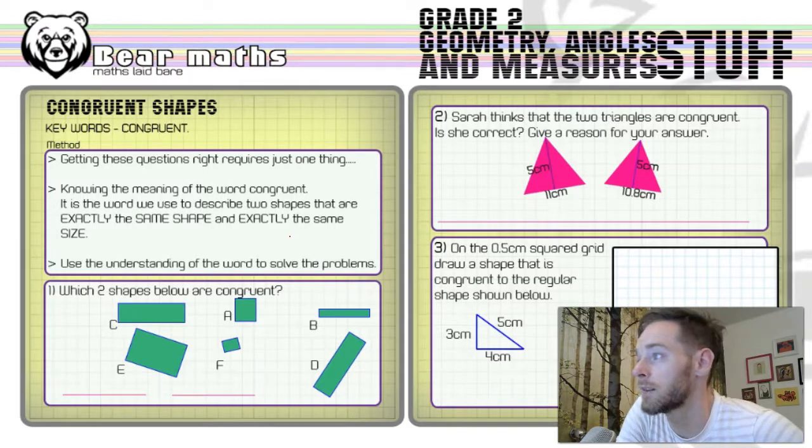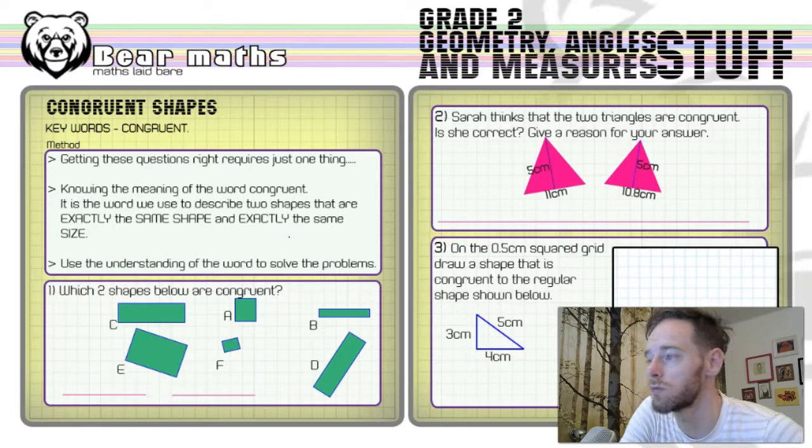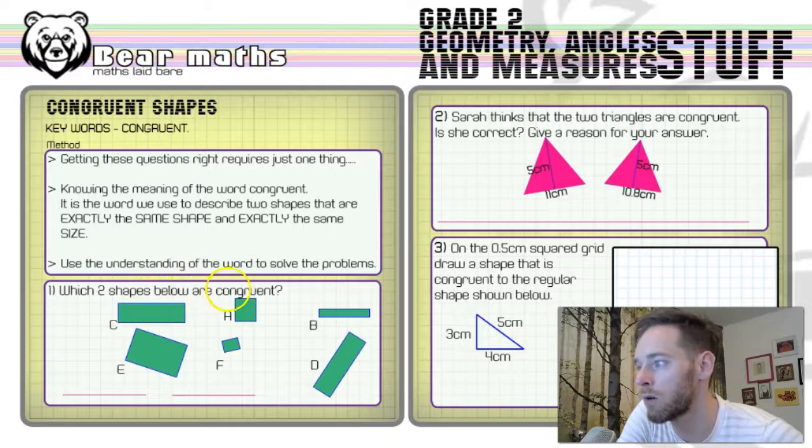Okay. Now, getting these questions right requires just one thing: understanding what that word means. So use the understanding of the word to solve the problems. It is really, really, really simple. So which two shapes in number one are congruent to each other? That means which two shapes are exactly the same size and exactly the same shape.